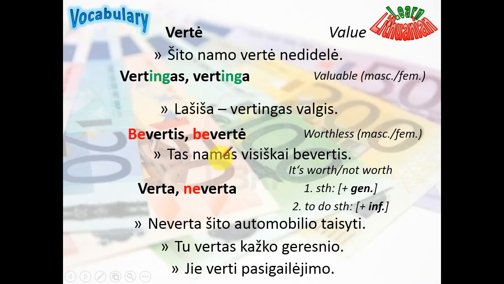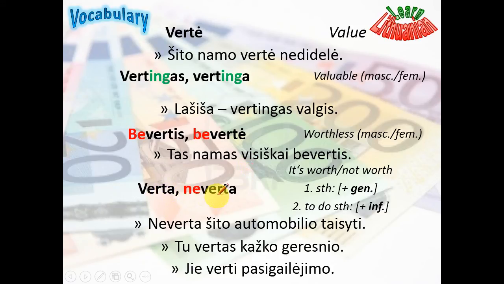Visiškai means utterly or completely. Visas means all, and visiškas is complete. It's an adjective, visiškas, complete, and visiškai is an adverb that means completely. Išk is a suffix of an adjective. And this adverb visiškai is made from the adjective visiškas. So išk is a suffix here.